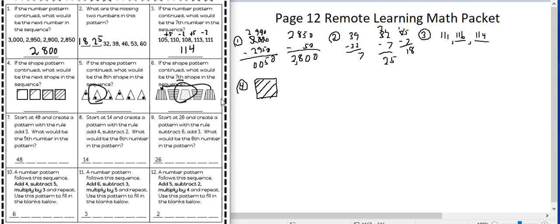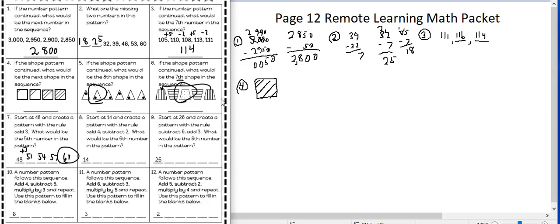Number 7, start at 48 and create a pattern with the rule add 3. What would the 5th number be? So 48, plus 3, 51, plus 3, 54, plus 3, 57, plus 3, 60. So the 5th number, 1, 2, 3, 4, 5, would be 60.